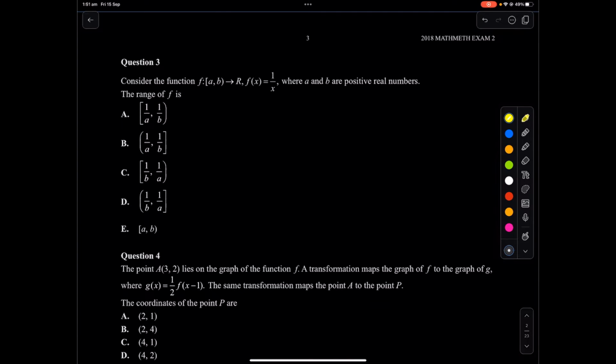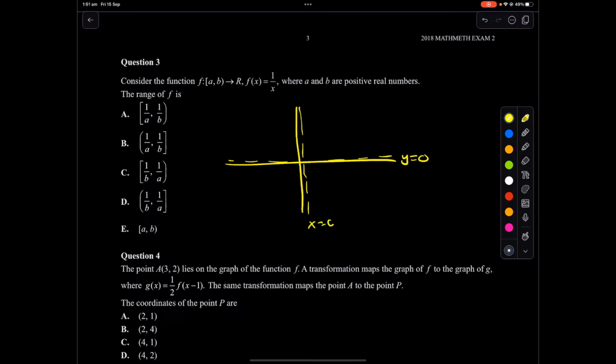Consider the function from a to b of f of x equals 1 over x, where a and b are positive real numbers. The range is what? Okay, so if I'm going to draw, I know there'll be y equals 0, x equals 0, and normally it's a hyperbola. Now, what we know is that a and b are positive real numbers. So it means that they can only occur over here. So let's say this over here is a, and it's a closed circle, and over here it's an open circle, and say this is b.